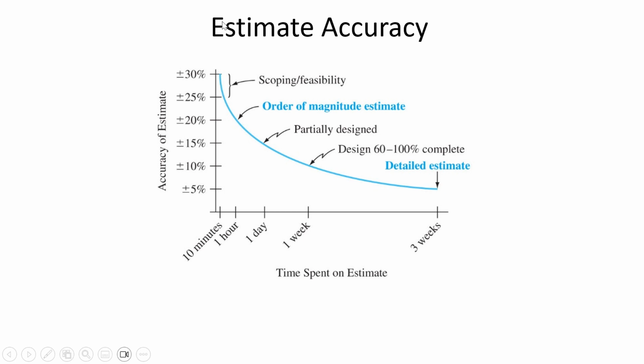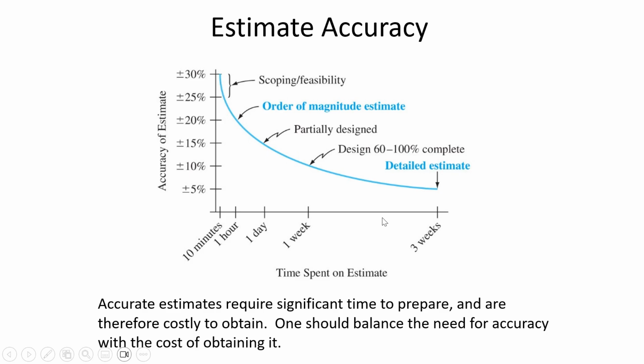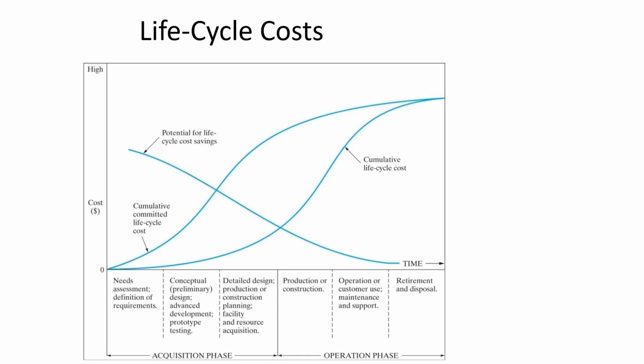So it's important that you're able to describe this figure and what is the trend and what's the interpretation and what's the meaning of this curve. One should balance the need for accuracy with the cost of obtaining that accuracy. So you're taking a lot more time to get a more detailed estimate, and maybe you don't need all that extra accuracy in some cases.